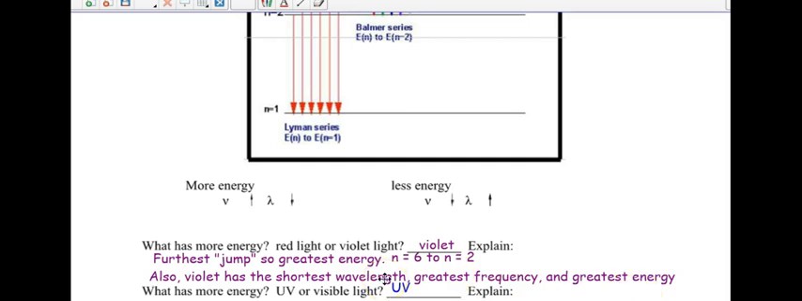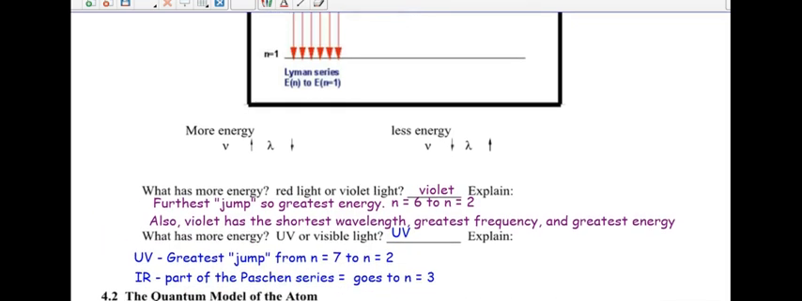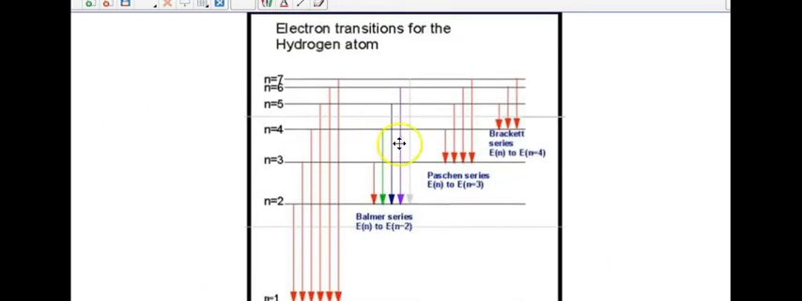If we go back to that page one more time, we will see that. So which has more energy, UV or visible? It is UV. Why? UV has the greatest jump from 7 to 2. Visible is from 6 to 2, 5 to 2, 4 to 2, and 3 to 2. And even IR, I thought I'd throw in IR even though it wasn't asked for. It's actually part of the Paschen series, and it goes only to n equals 3. So it's still a shorter jump.